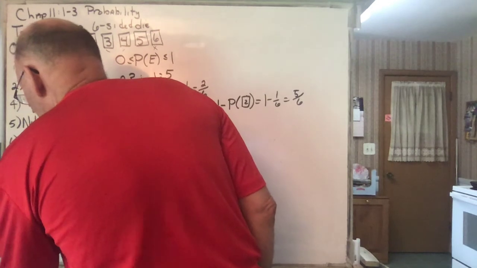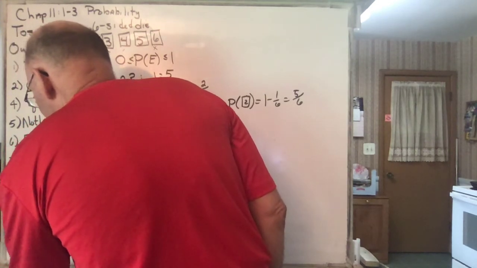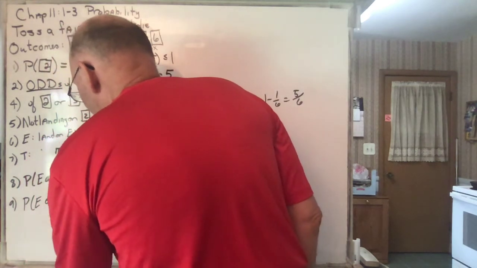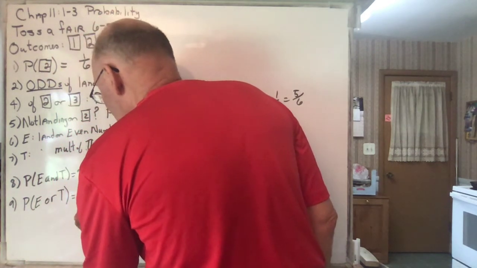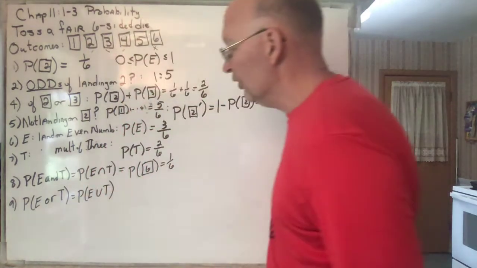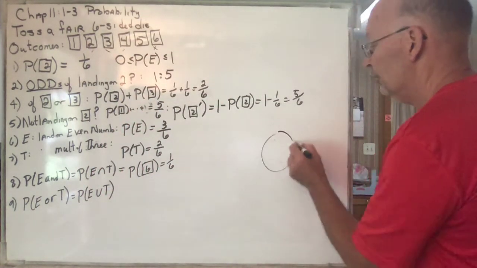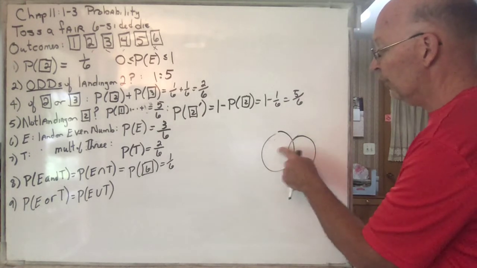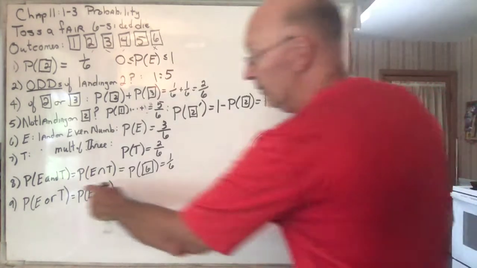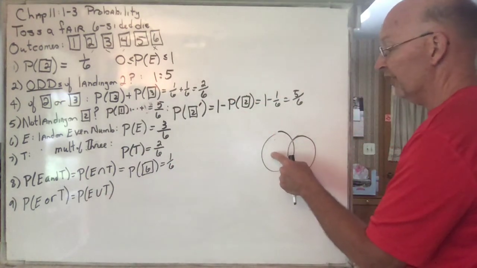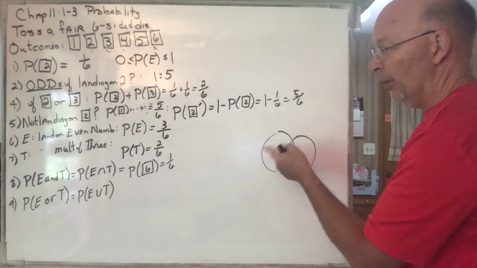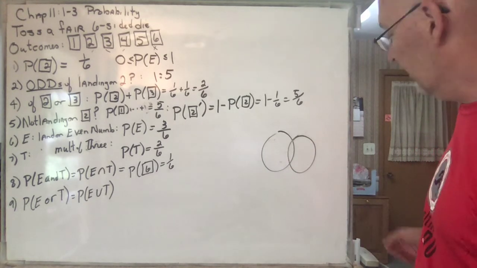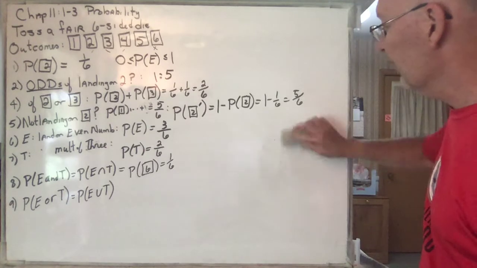Number 9. What's the probability of E or T? Which you can also write like this. Remember what the union of 2 sets is? To be in the intersection means it's in this one and in this one. To be in the union means it's in this one, or possibly both of them. But the point is it's in at least one or the other, okay? So it's in one or the other. That's the union.